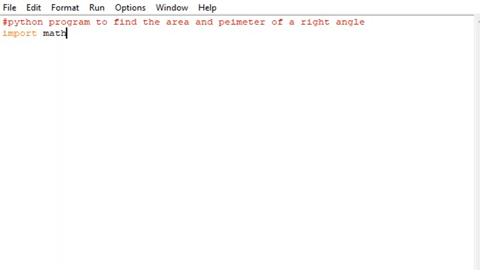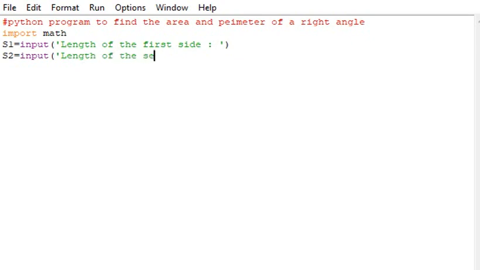So after importing the mathematics module, we are going to use input functions to get the two values, that is side 1 and side 2. So we have to convert the string back to a float number, a real number, by using float.